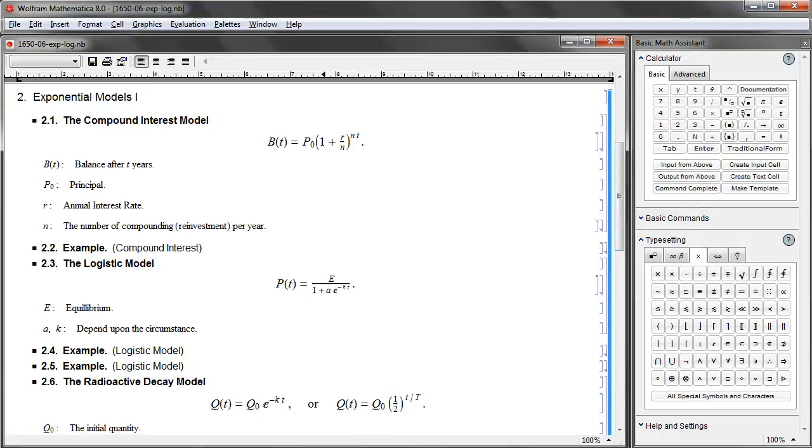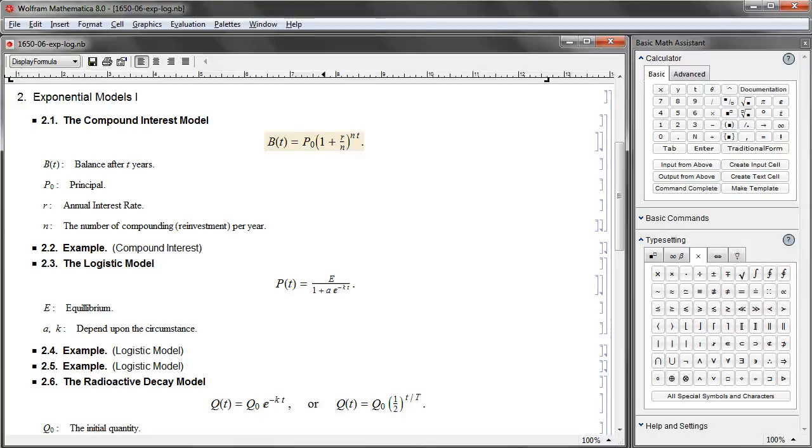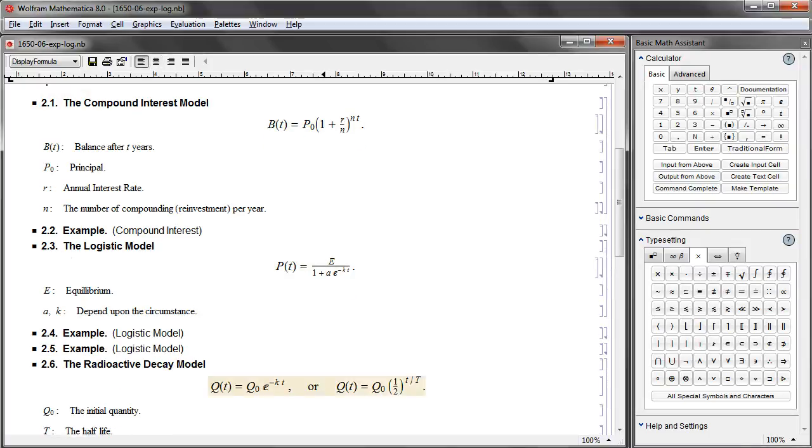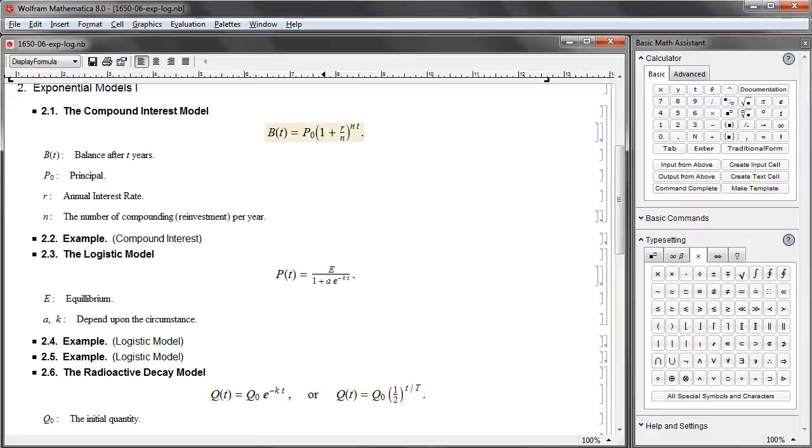I'm going to emphasize 3 types of models here. Number 1, compound interest model. Number 2, logistic model. And number 3, radioactive decay model. The easiest of the bunch is the compound interest model because this is a straight ahead exponential function. We have base A and then t power basically. So this is going to be an exponential function just growing up.